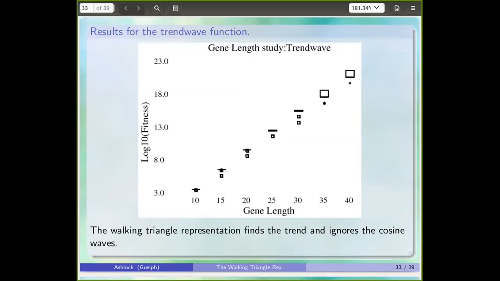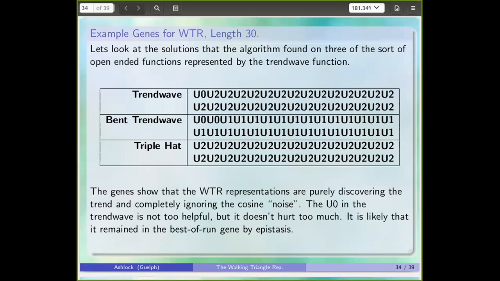So this is a very simple plot of the log of the fitness located as a function of the gene length when I let the algorithm run long enough that it stabilized. And as you can see, it's almost certainly completely ignoring the cosines. It just finds the right direction and runs that way. Okay, and yeah, that's exactly what happened. I showed you the trend wave.